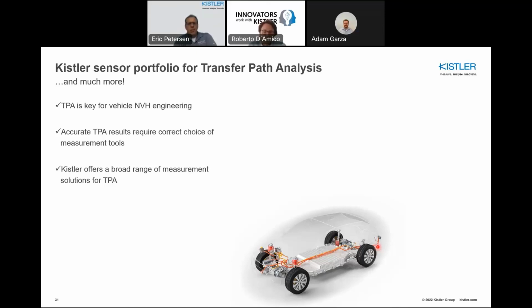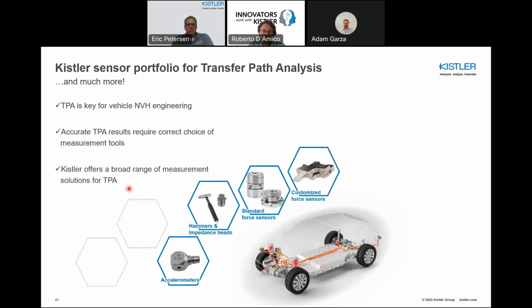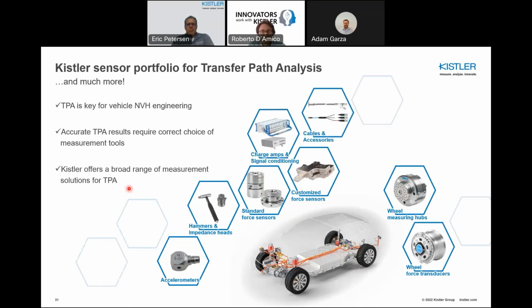And finally, I drove you through the Kistler portfolio for TPA measurement. What we see basically are accelerometers. Of course, we also offer hammer and impedance heads. We have standard force sensors as well as customized force solutions when the applications are very demanding. We have seen wheel measuring UPS and wheel force transducers for wheel force measurement. We offer also accessories and cables. We didn't go through it, but also charge amplifiers and signal conditioning are measuring tools that we do have in our portfolio.